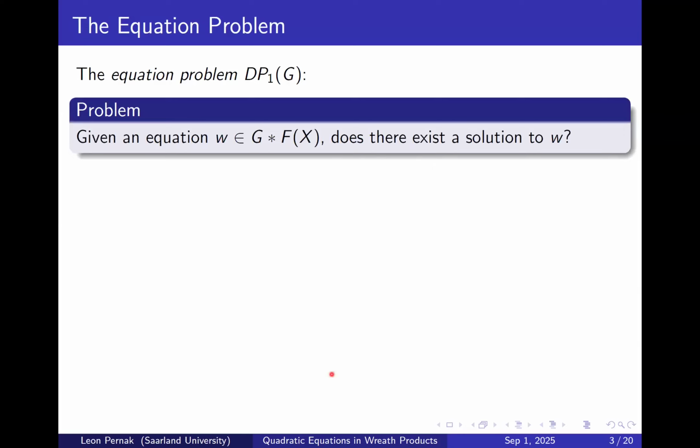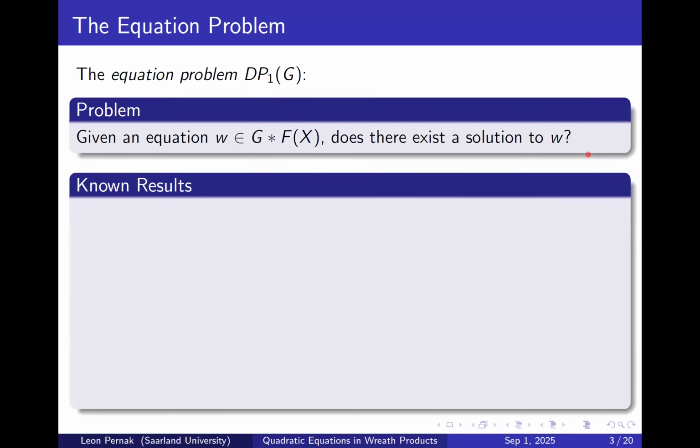So more generally, what am I interested in? I'm interested in the equation problem: if I'm given an equation W, as a word, finite data, over a finitely generated group G, does there exist a solution? Kind of a natural problem, I guess, for something that you would call an equation. So what do we know about these problems?